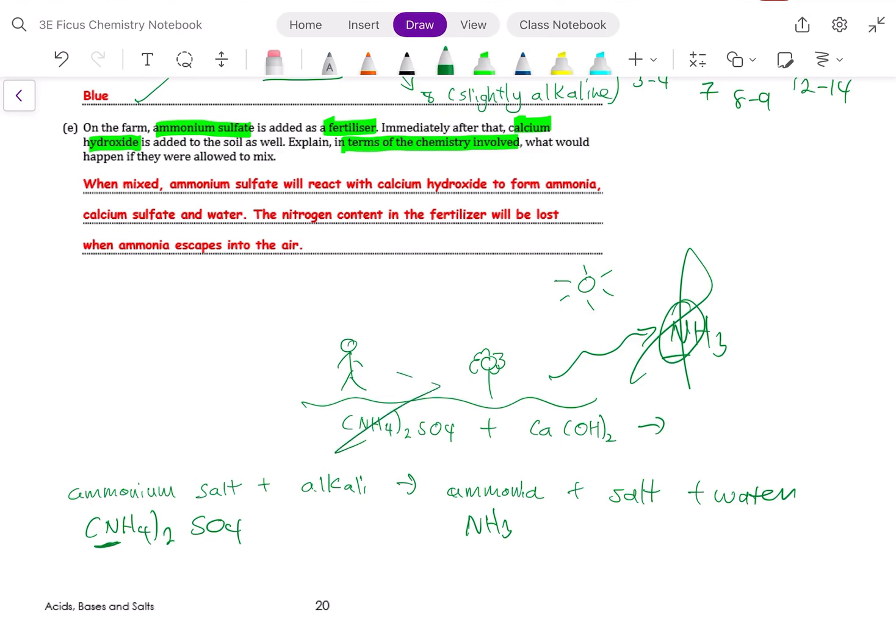So what's the point of adding a fertilizer? You add the fertilizer because you want the nitrogen. But now you add in the slaked lime, it will actually react with your ammonium sulfate to produce ammonia gas. Then your nitrogen content is all gone because it escaped in the form of ammonia gas. So that defeats the point. So you have to mention that ammonium sulfate will react with calcium hydroxide to form ammonia, calcium sulfate and water. So the nitrogen content in the fertilizer will be lost when ammonia escapes into the air. So this is something that you shouldn't be doing.